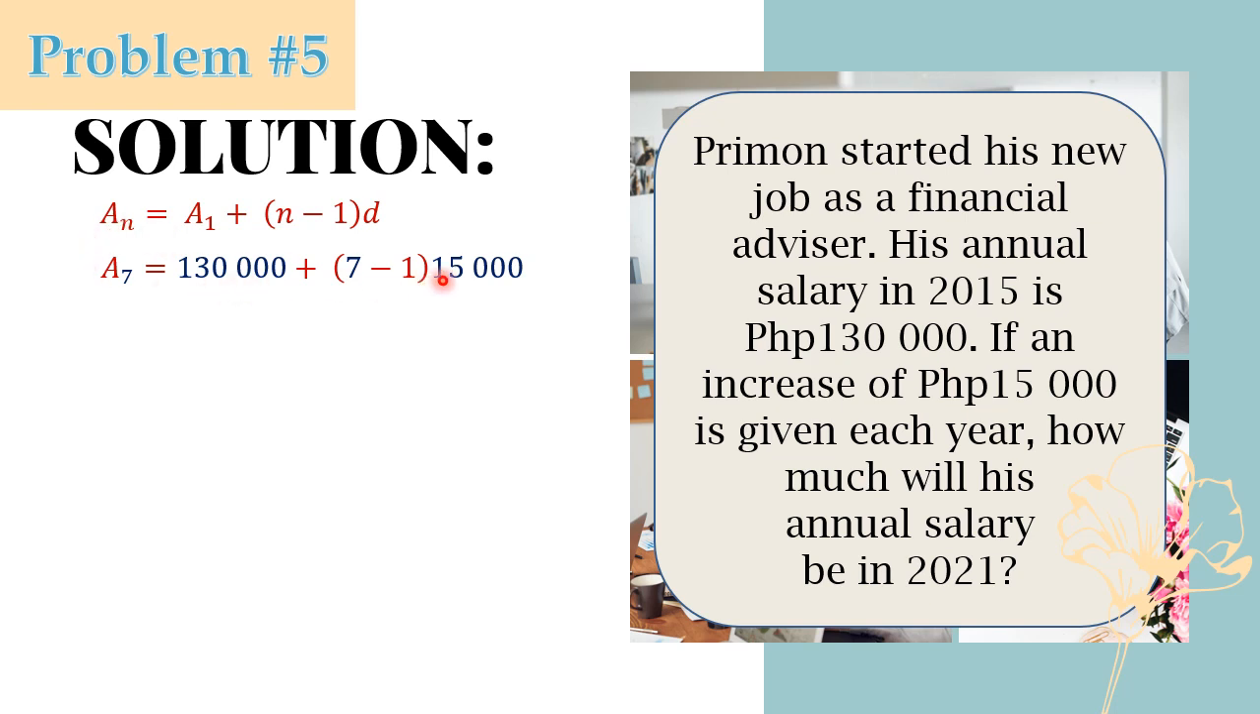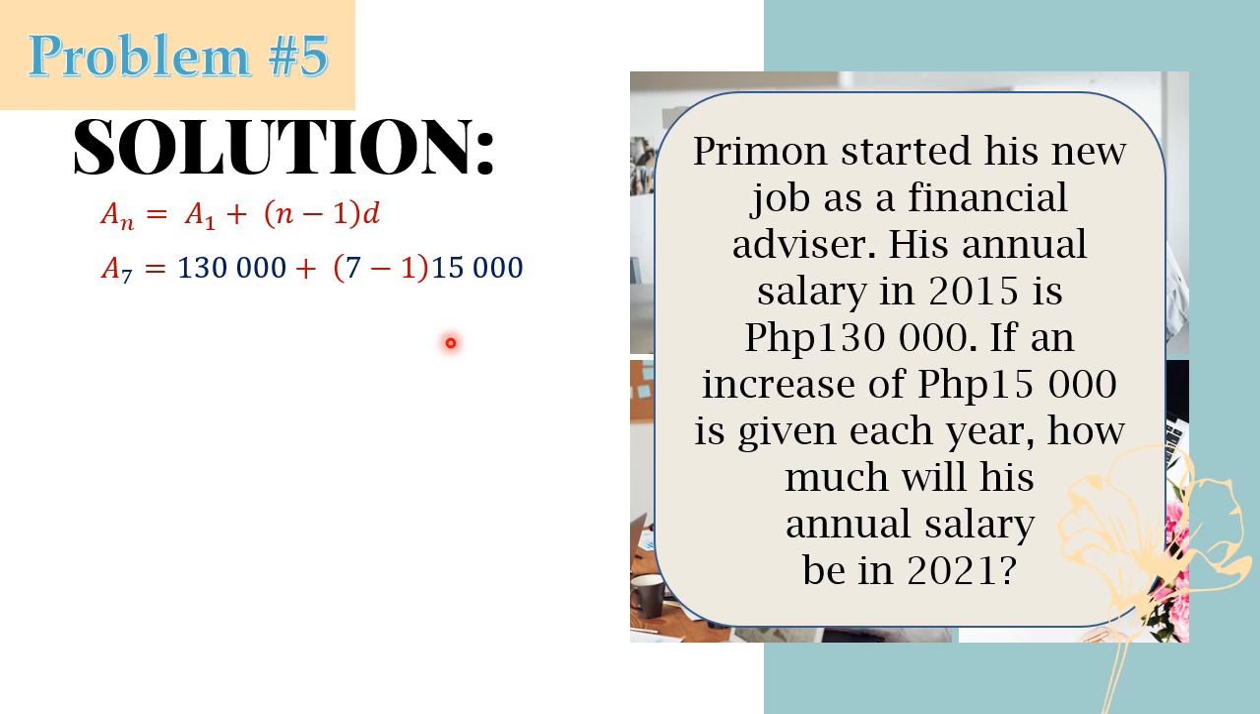If you're going to count from 2015, you would have 7 terms or 7 years, including 2015, of course, since we started with 2015 in the data. So 2015, 2016, 2017, 2018, 2019, 2020, 2021. We do have 7 years or 7 terms. Or you may also have 2021 minus 2015 plus 1, and that is 7 years as well, or 7 terms.